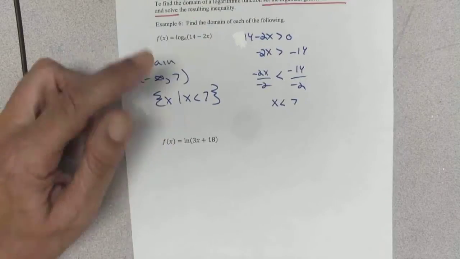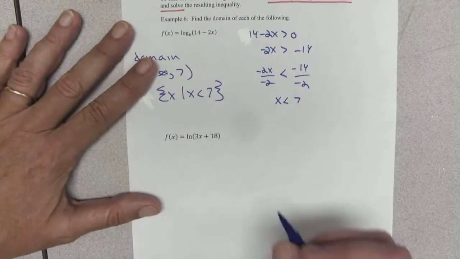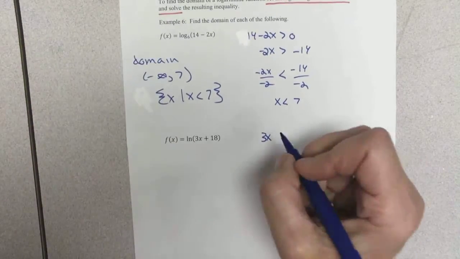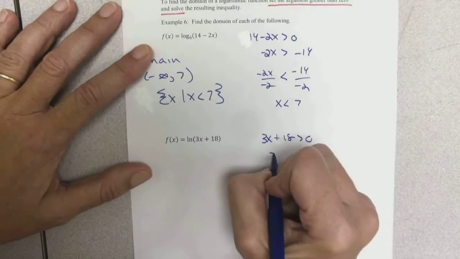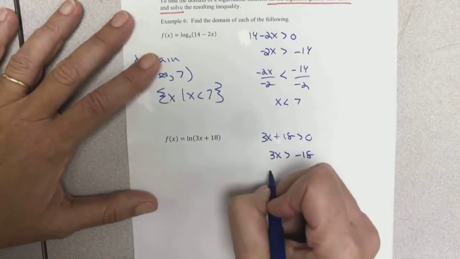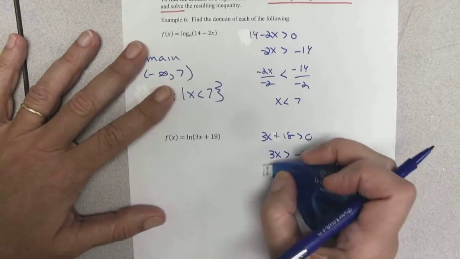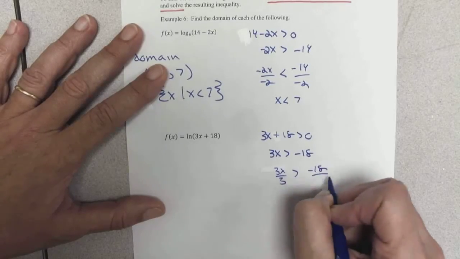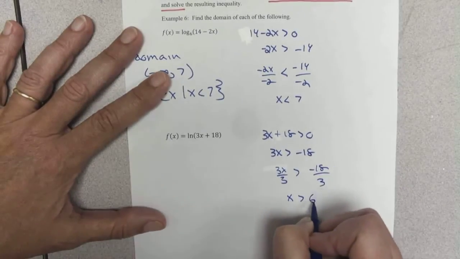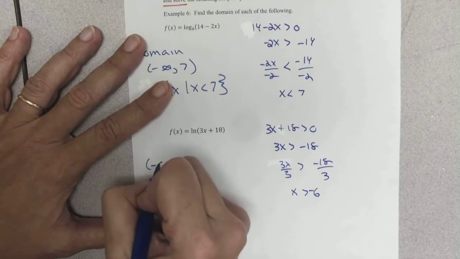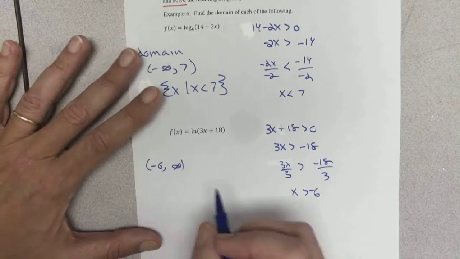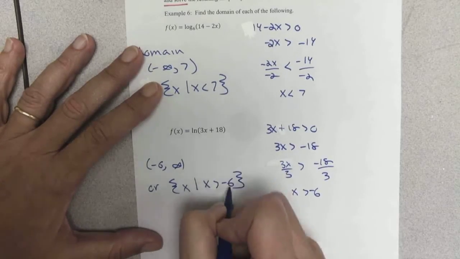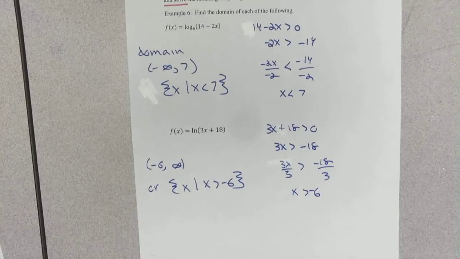It doesn't matter if it's log base 6, natural log base e. You take that argument, set that argument greater than 0, and solve. So that's 3x greater than 18. Divide both sides by positive 3, so no need to flip that inequality. x greater than -6. So -6 to infinity, or the set of all x such that x is greater than -6. And there are those guys.